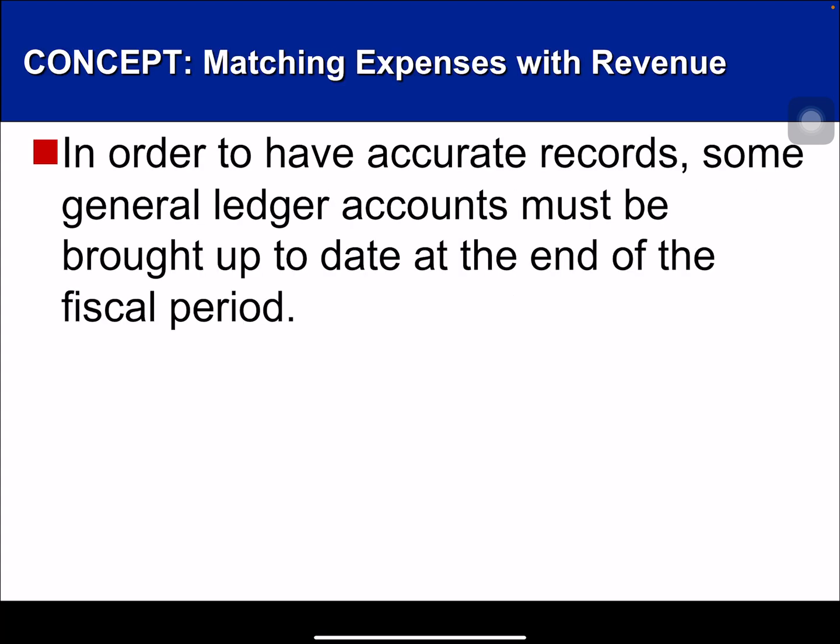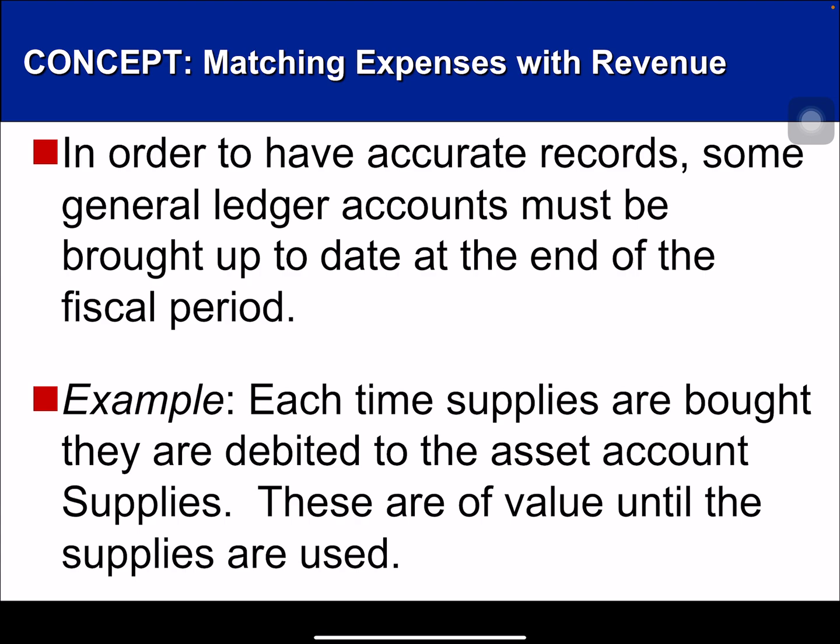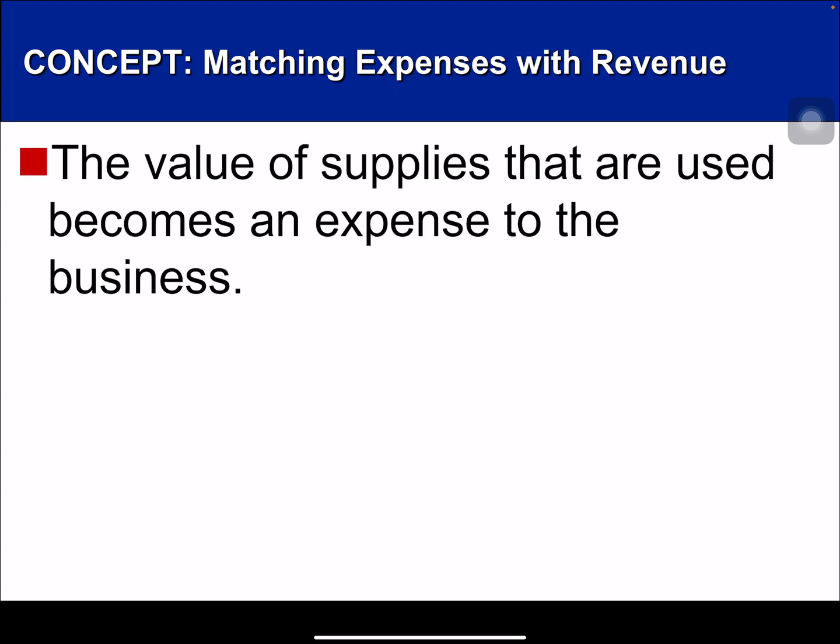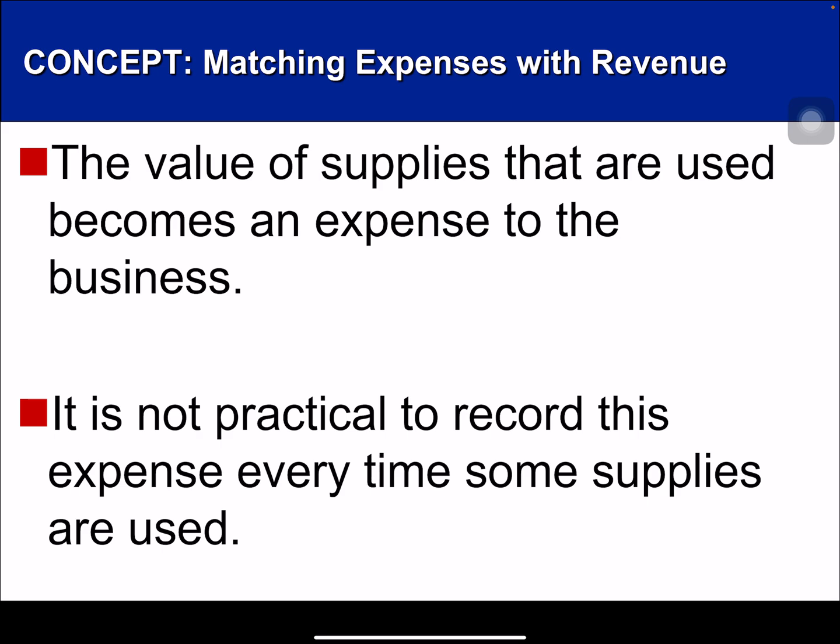In order to have accurate records, some general ledger accounts must be brought up to date at the end of the fiscal period. For example, each time supplies are bought, they are debited to the asset account supplies. This is the value until the supplies are used. The value of supplies that are used become an expense to the business. It's not practical to record this expense every time some supplies are used. For example, if you buy a bunch of pens, pencils, paper, and all that, it's not practical every time you go use a pen from the supply closet that you record that in the journal.